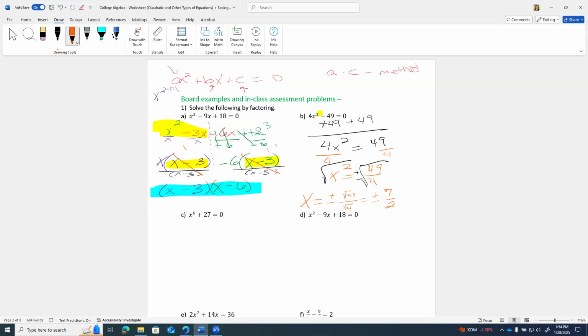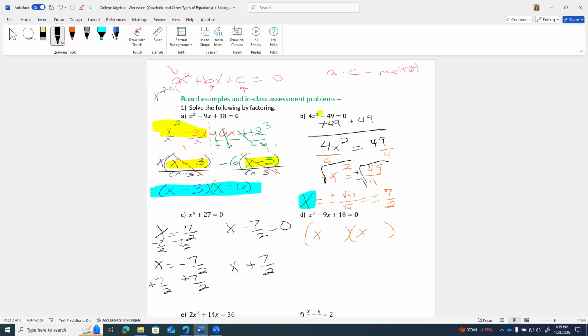Now I want to write this in factor form. So I know each parenthesis is going to start out with that x. That's what we're equal to here, right? Let me come over here and write this. So I got x equals the positive 7 halves, x equals the negative 7 halves. Well, if I want it set equal to 0 so I can know my factor, and since this is positive, I subtract it from both sides, right? Which gives me x minus 7 halves equals 0. I have this one, since it's negative, I add to both sides, and now it's in factor form.